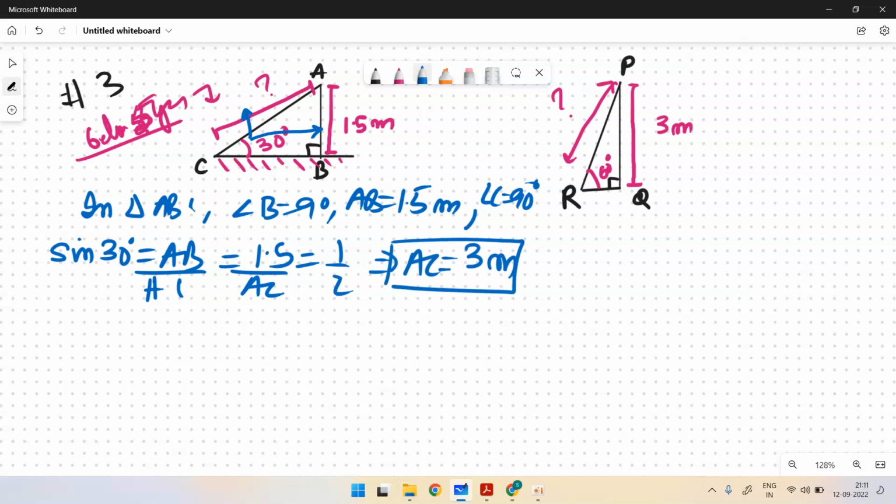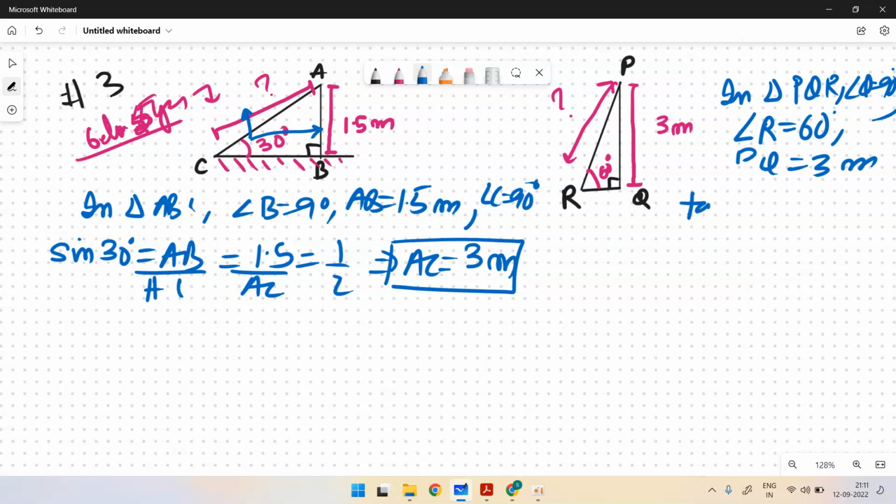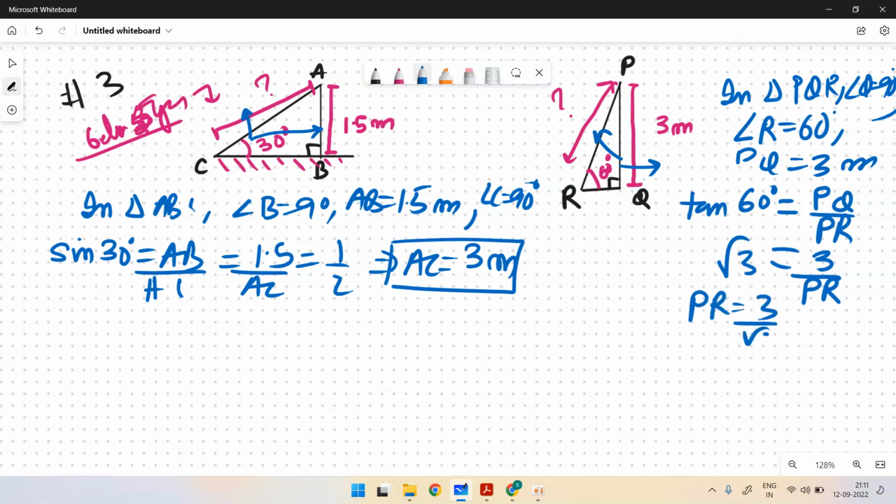Now in triangle PQR, angle Q equals 90 degrees, angle R equals 60 degrees, and PQ is given to be 3 meters. Again applying tan of 60 degrees: tan of 60 is perpendicular by base, so tan 60 is PQ by PR. PQ is 3 meters, and tan 60 is root 3, and PR I need to find. This PR is nothing but 3 by root 3, which is nothing but root 3 meters.